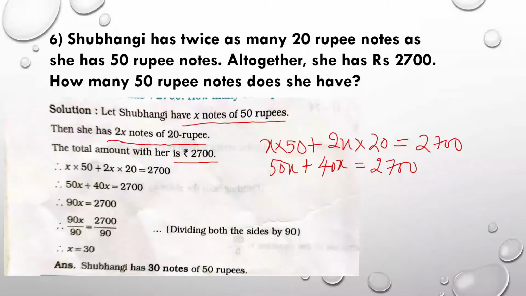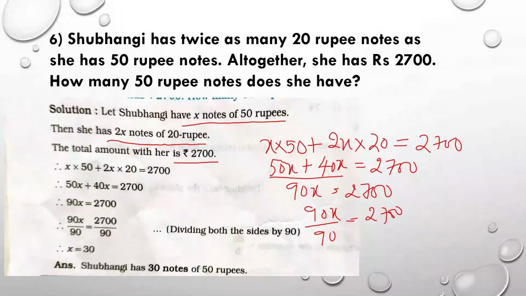Now 50x plus 40x, both are like terms, so you can add them. So 50 plus 40 is 90x is equal to 2700. Now we have to find the value of x. So you will divide both the sides with 90. So here 90 and 90 will get cancelled. x is equal to 2700 upon 90, now 0 and 0 will get cancelled. So 9 ones are 9 and 9 threes are 27 and zeros are 0. So x is equal to 30.